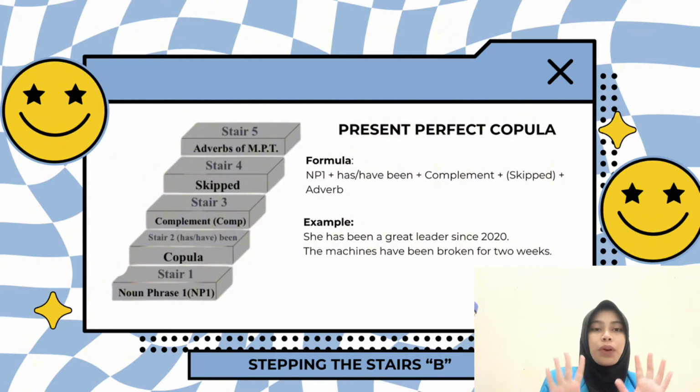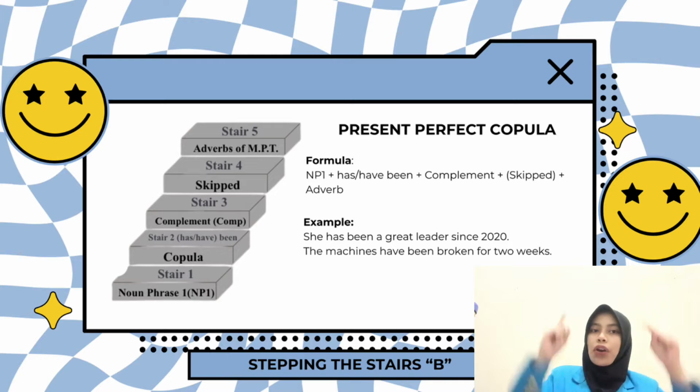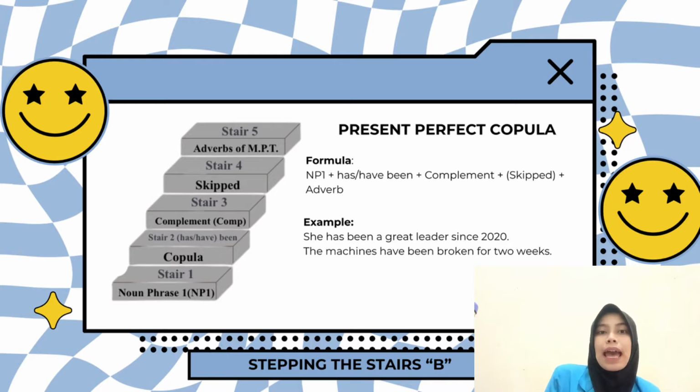Which is called the present perfect copula. On the third stair, we use has been or have been. This shows something that started in the past and is still true or relevant now. So here's the formula: NP1 plus has or have been plus complement plus skip and plus adverb. So here's the example from the PPT.